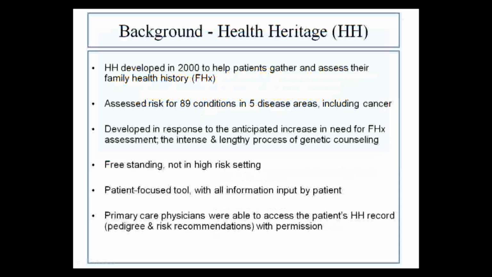I'm going to tell you about a tool that we started working on about 10 years ago called Health Heritage. We started it to help patients gather their family health history and manage it and understand what risks they might have because of it. This was in response to the way that cancer genetic counseling at that time, and still is to a certain point, conducted. It's time-consuming and very labor-intensive. And in 2000, we thought this was not going to be a sustainable future for genetic risk assessment. So we took a wide approach, and we didn't just focus on cancer. We started with 5 different disease areas that included cancer, but there was also neurologic diseases, cardiac diseases, and a few others.